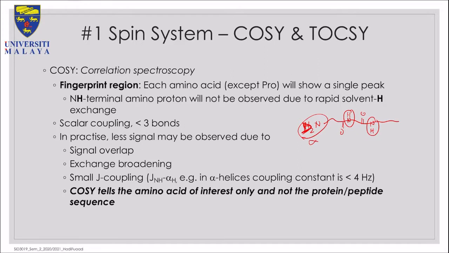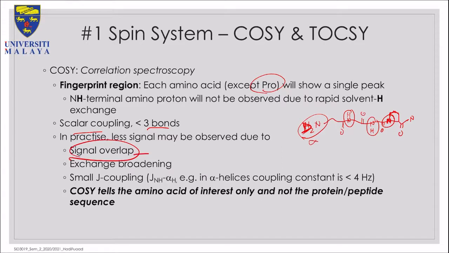Additionally, the proline signal is not observable because proline only has one. Proline is a cyclic amino acid, and it connects to the same amide bond. So proline does not have any protons that are observable in COSY spectra. Again, scalar coupling across less than 3 bonds is observable. In practice, fewer signals may be observed due to signal overlapping.